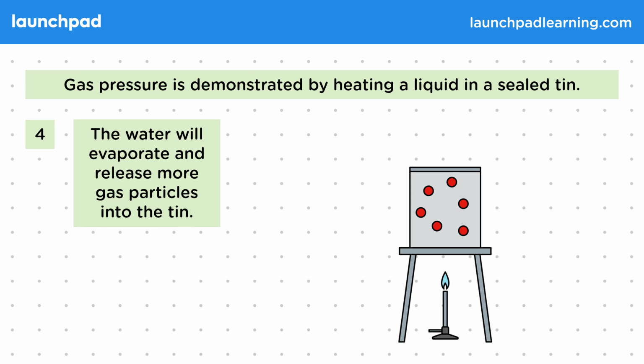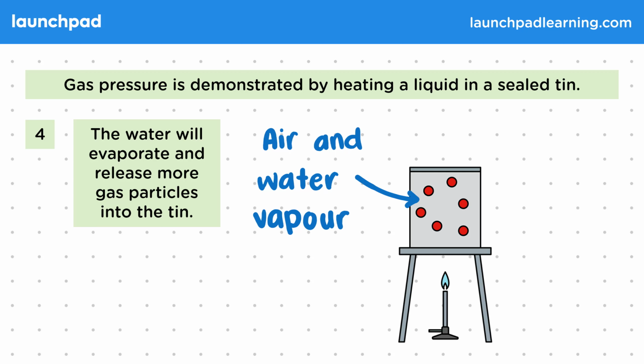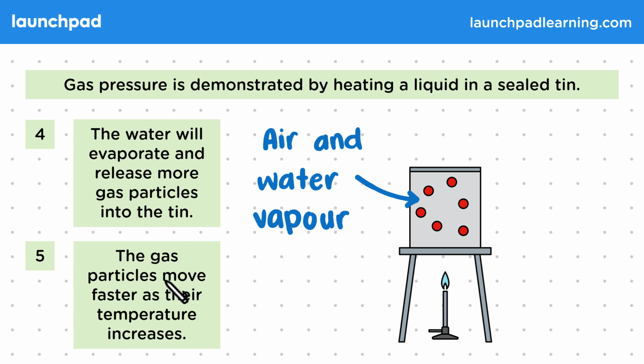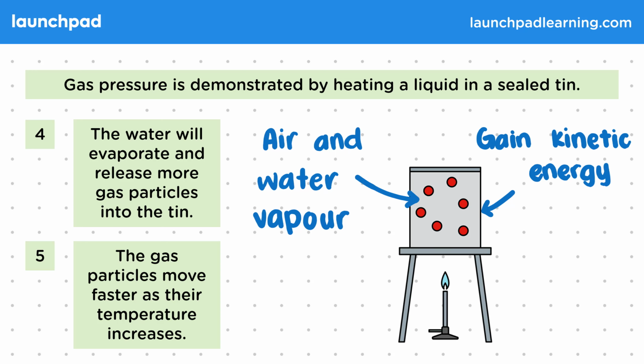So the water reaches a boiling point and turns to steam, so we have air and water vapour inside the container. The gas particles move faster as their temperature increases. So the air molecules gain kinetic energy as energy is supplied by heat flow, so the particles move faster.